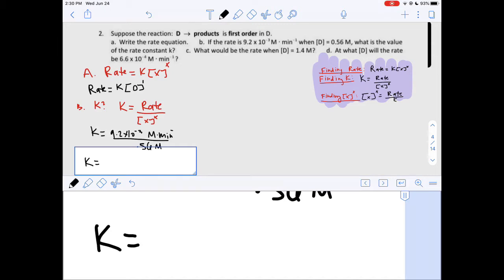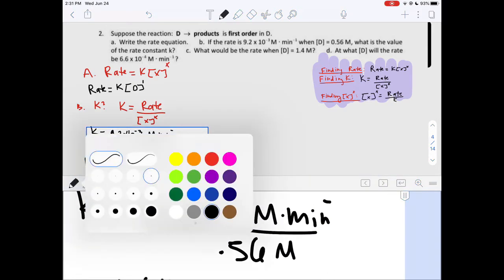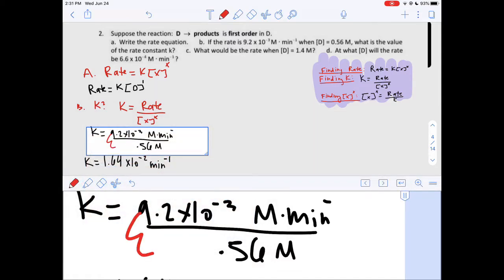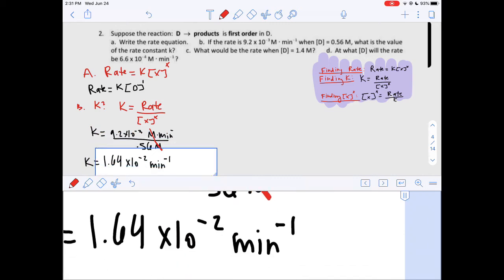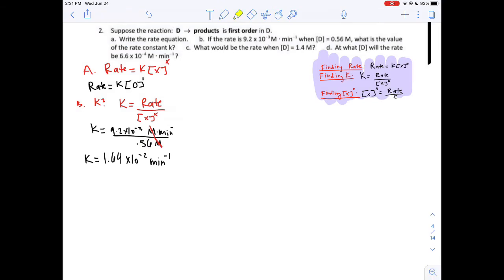And you should get, if your calculator is already in the scientific notation setting, 1.64 times 10 to the negative 2. And the unit for K is min to the negative 1. That is because when you divide these two, the molarity unit cancels out, which leaves you with this for the unit. So that's how you solve for K.